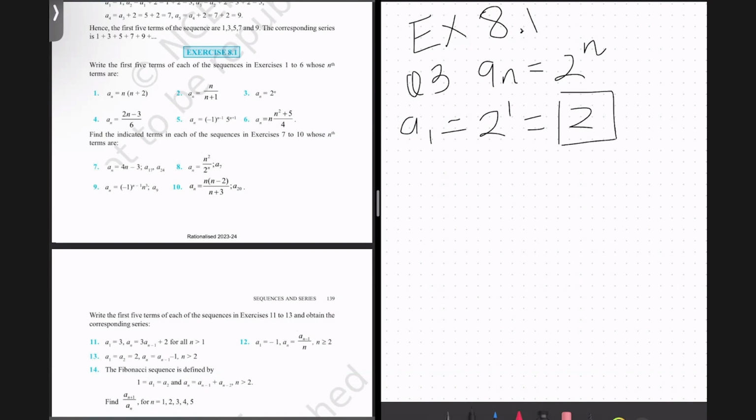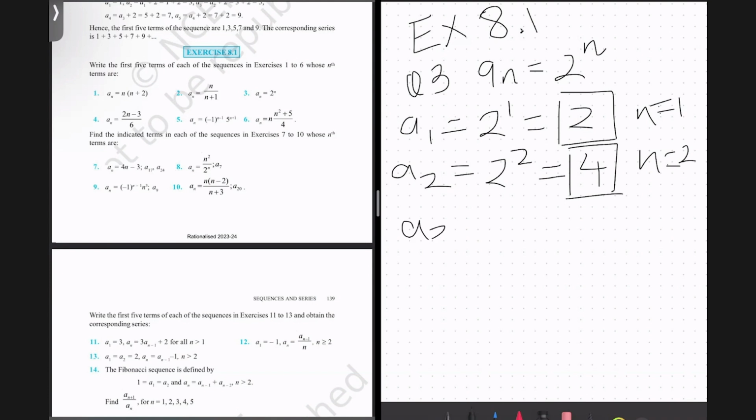The second term of this particular sequence would be 2 to the power 2, which is nothing but 4. I am just plugging the values of n equal to 1, n equal to 2 in this particular rule, and getting the terms like that. For a of 3, I would have 2 to the power 3, and that is 8. And this would be for n equals 3, which would give me the third term of this sequence.